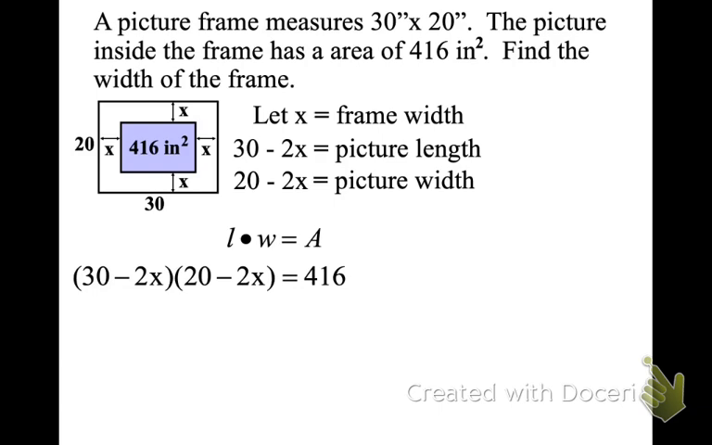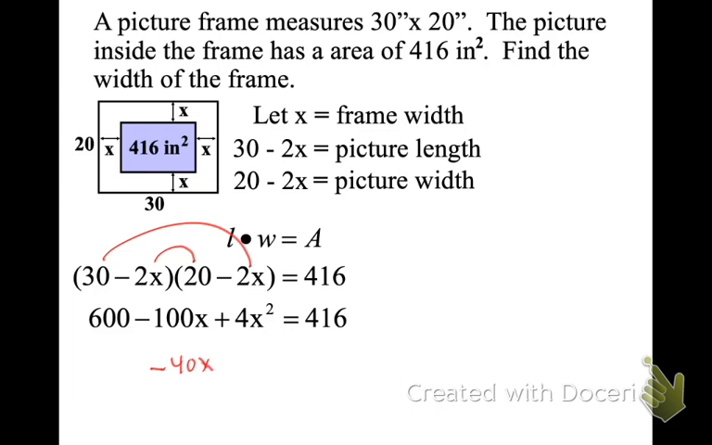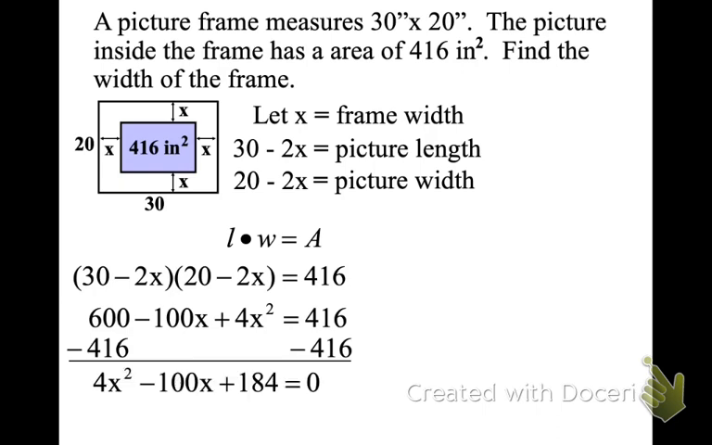We're going to do our double distributing. 30 times 20 is 600. First, outside, inside, last. Double distribute. To get my middle term, remember, that becomes a negative 40x. My outside and my inside becomes a negative 60x, and that's how we get the negative 100x. And then I get plus 4x squared. I'm going to subtract my 416, and I am left with 184.